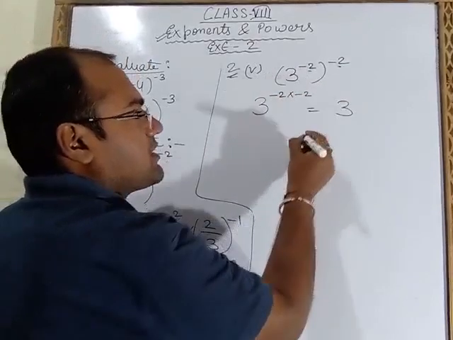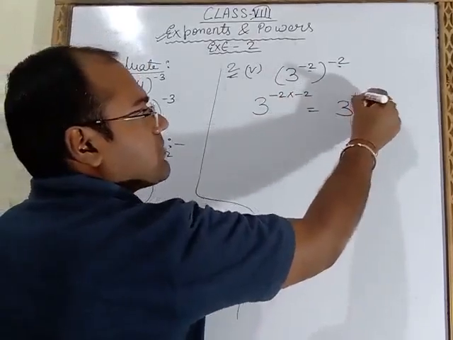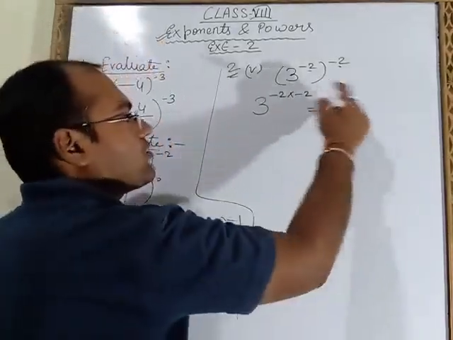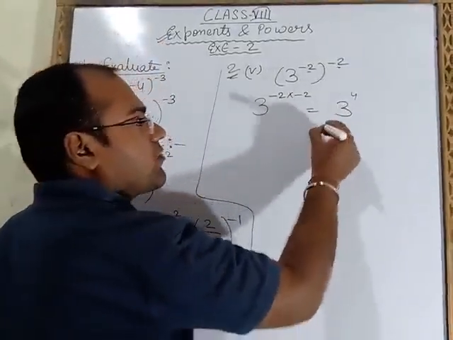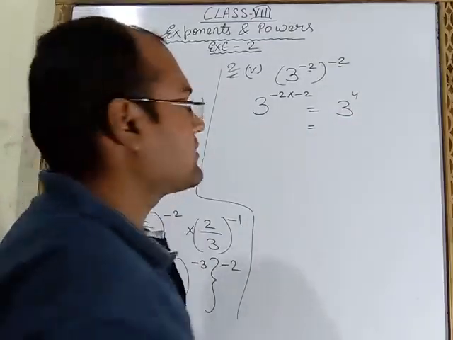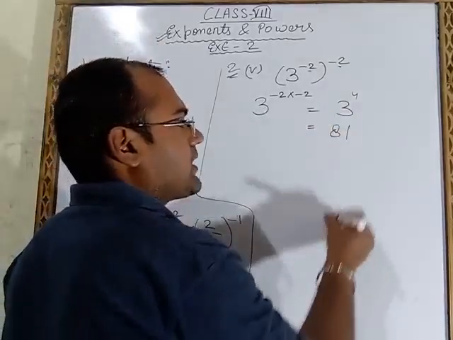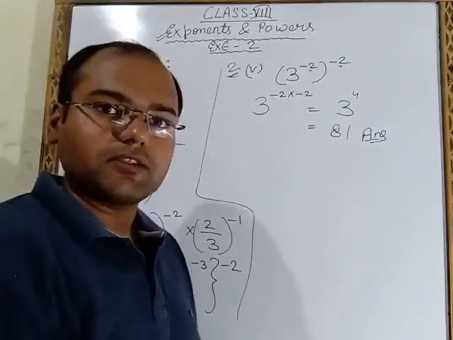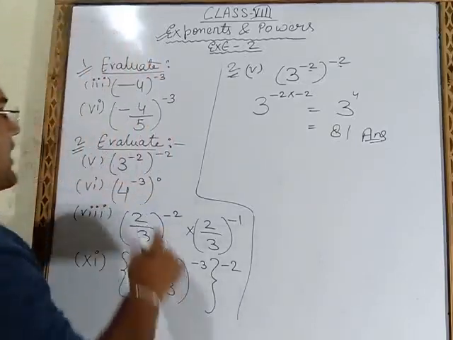So this will become 3. Minus multiply minus will become plus. So no need to put plus sign. 2 into 2 will be 4. 3 raised to the power 4. 3 raised to the power 4 means 3 multiply 3 multiply 3 multiply 3. So answer will be 81. So this is your final answer of this 5th part. Now part number 6th.